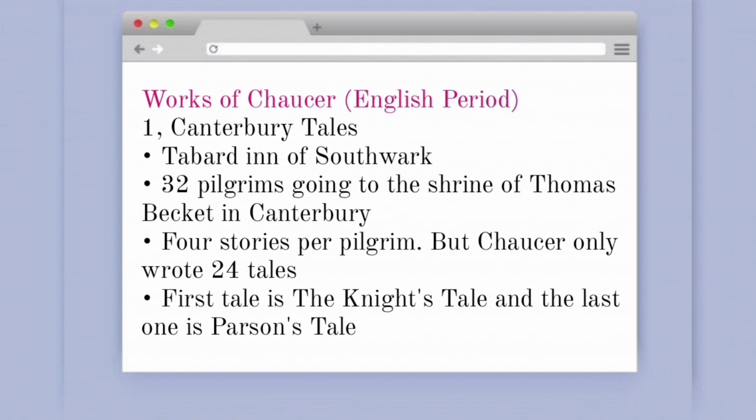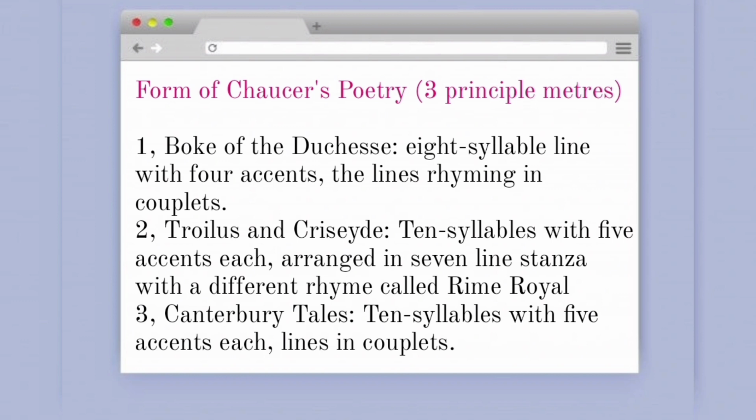And the next important thing we are discussing in this video is that, across all these 3 time periods, the French, Italian and English periods, Chaucer has his own principal meters. For example, in the French period, we know that he wrote 2 works. What were those works? Oh yes, Book of the Duchess and Roman de la Rose. And in Book of the Duchess, he used a meter of 8-syllable lines with 4 accents and the lines rhyming in couplets. So the French period has 8 syllables with 4 accents and the lines rhyming in couplets.